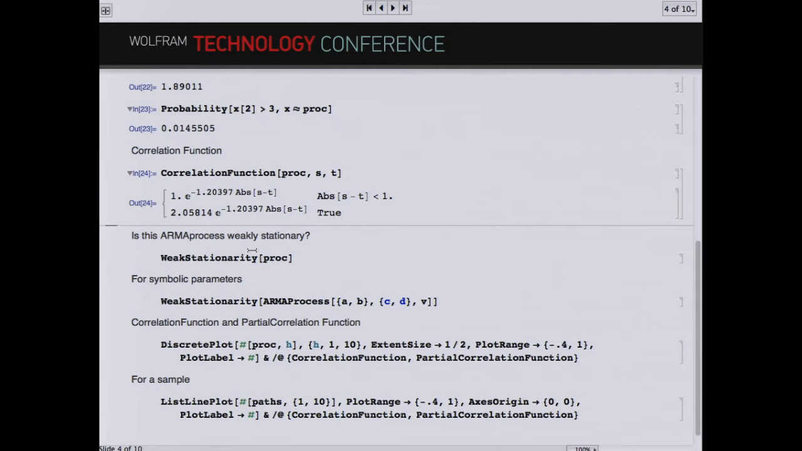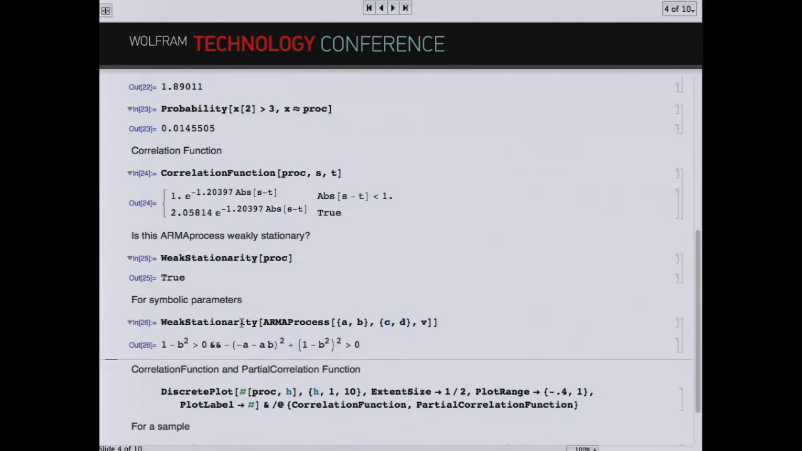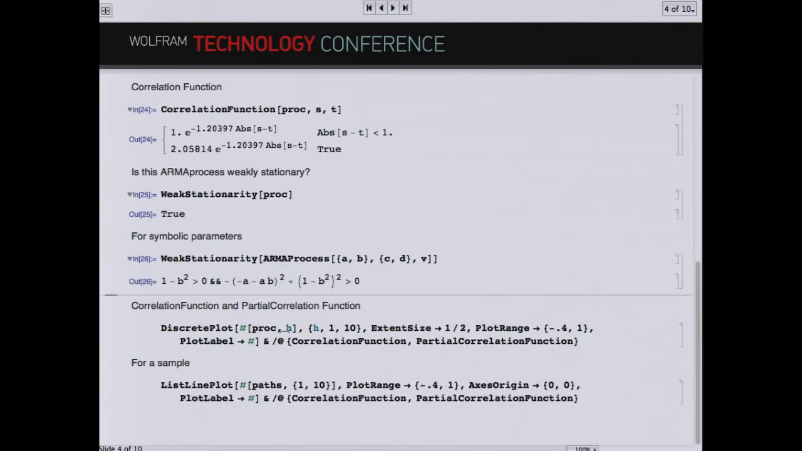And this is our small utility function here. Tell me if my process is weakly stationary. It's called weak stationarity. And there is no Q there because besides returning true or false, it can return conditions if you give it symbolic parameters. Also you can observe here that the conditions depend only on the autoregressive part. Moving average processes are always weakly stationary.